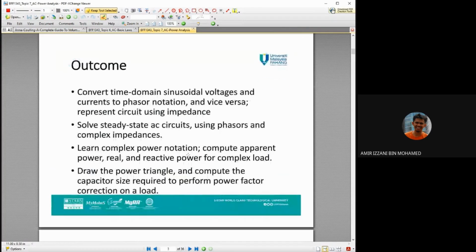The outcomes. First one is to convert time domain sinusoidal voltage and current to phasor and vice versa, then represent circuits using impedance. Solve steady state AC circuit using phasors and complex impedance. Learn complex power notation. Compute apparent power, real and reactive power for complex load. Draw the power triangle and compute the capacitor size required to perform power factor correction on the load.